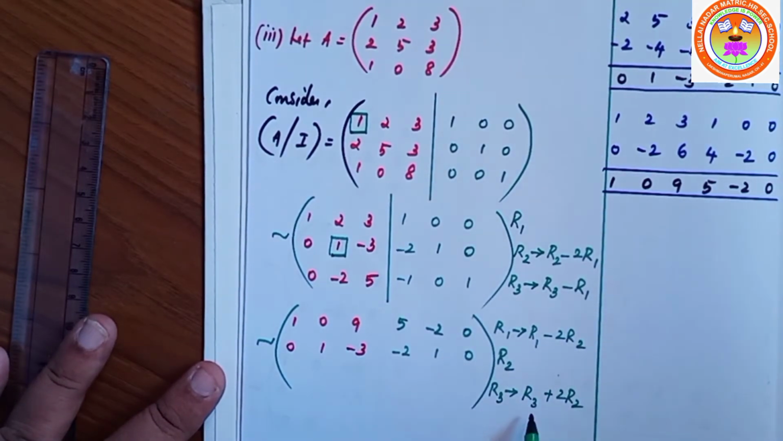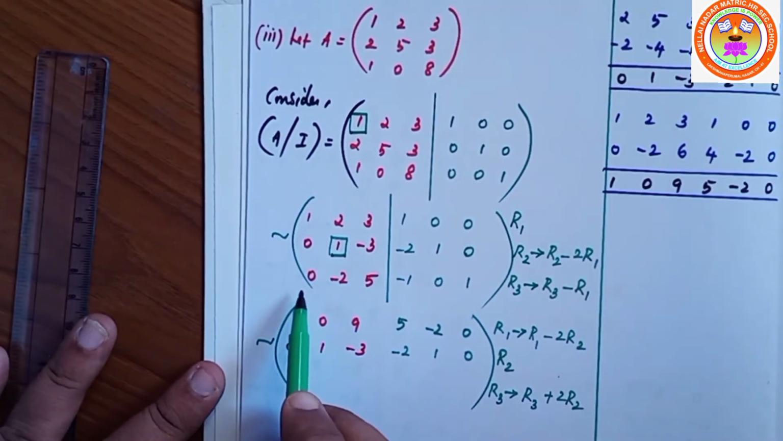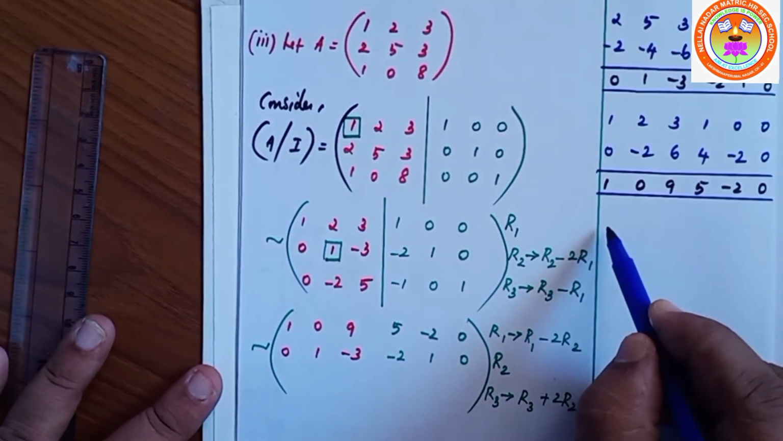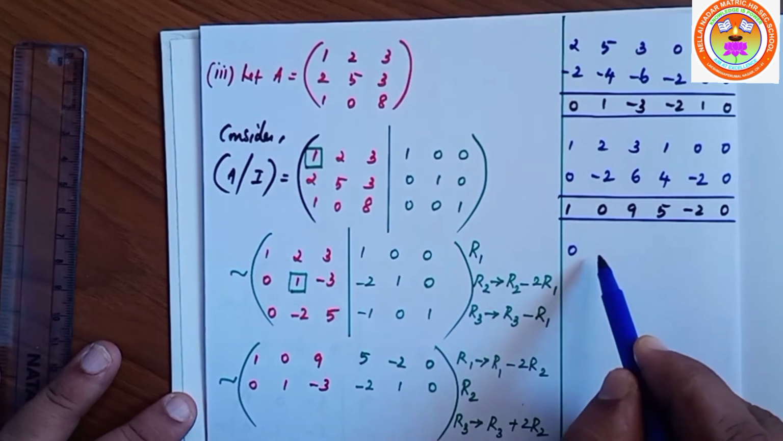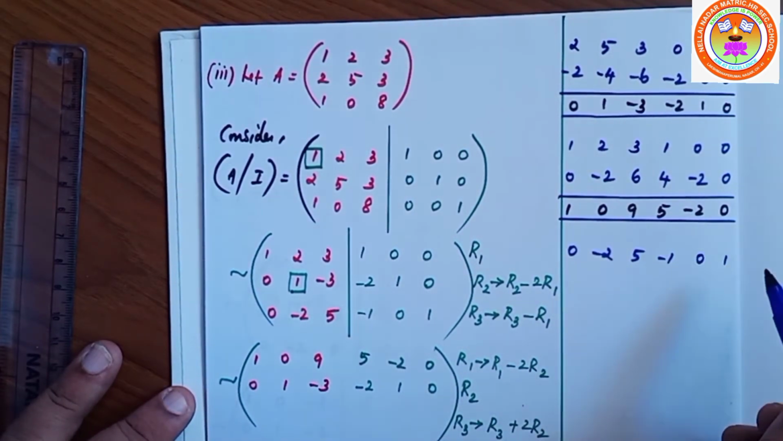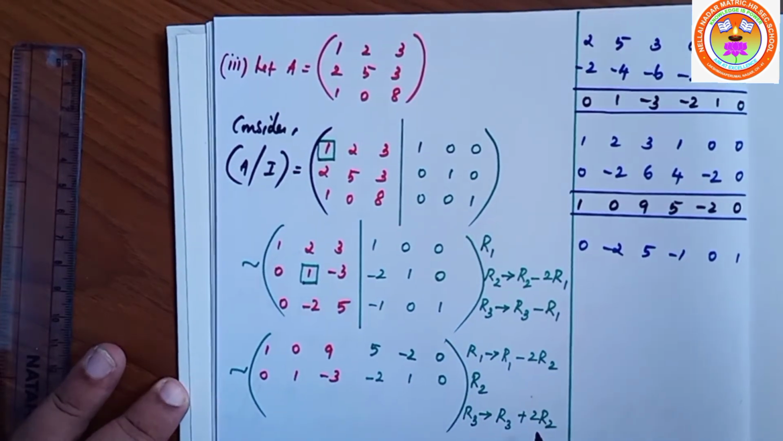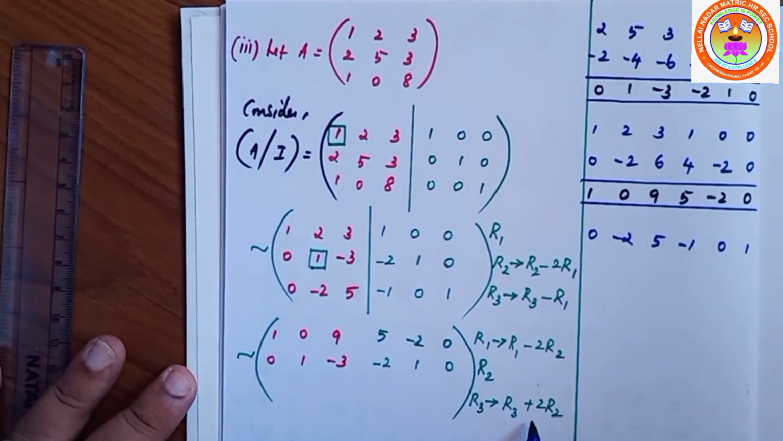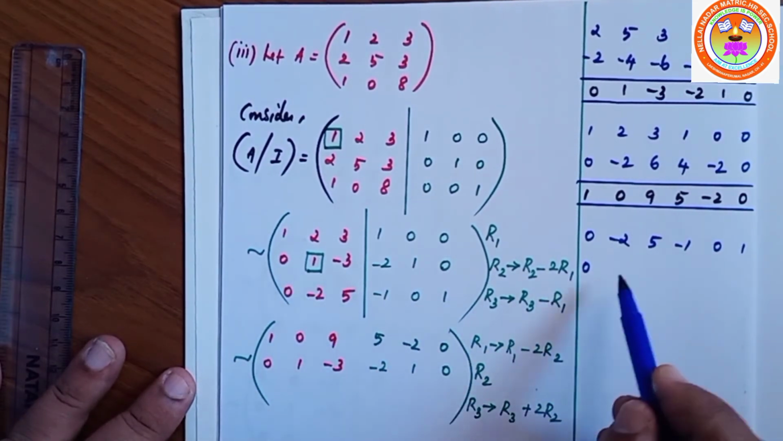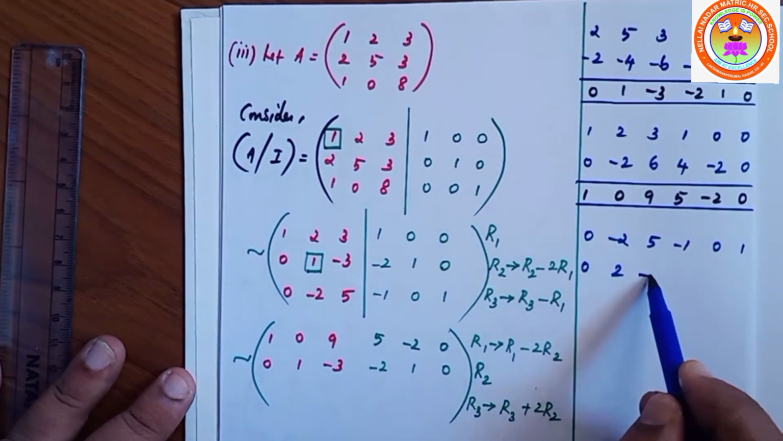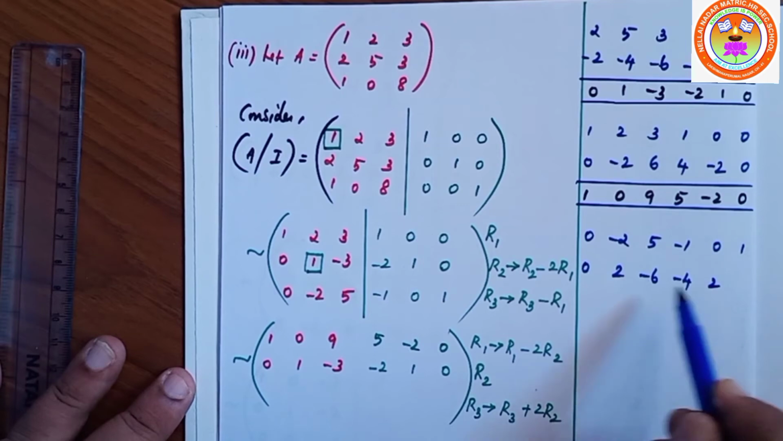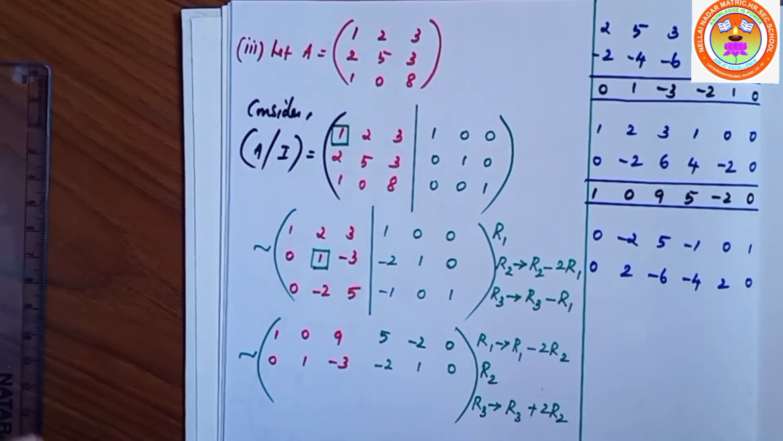Okay, now R3 plus 2 R2. R3 here is 0 minus 2 5 minus 1 0 1. Plus 2 R2 means multiply R2 by 2. So 0 into 2 is 0, 1 into 2 is 2, minus 3 into 2 is minus 6, minus 2 into 2 is minus 4, 1 into 2 is 2, 0 into 2 is 0.